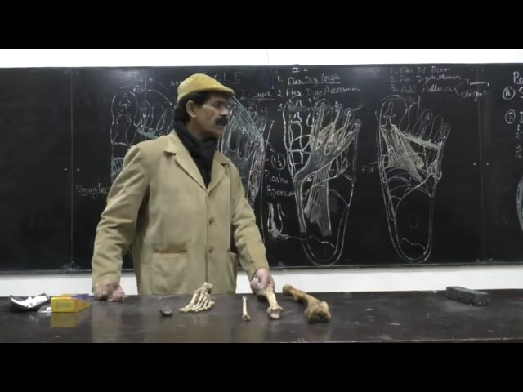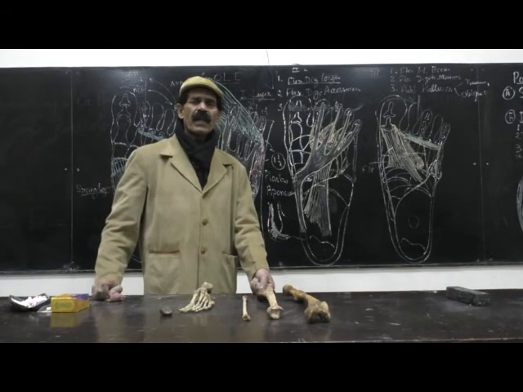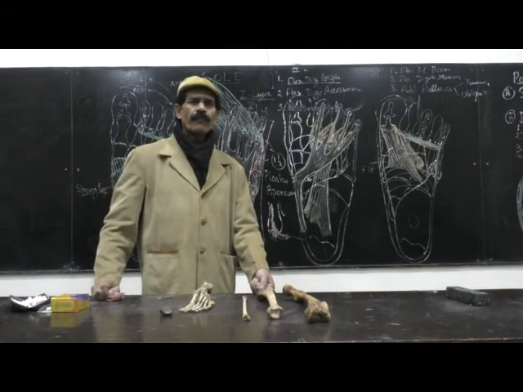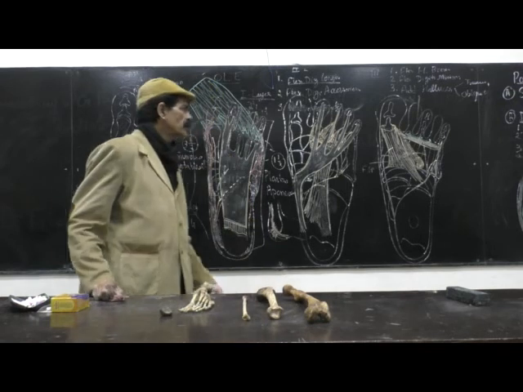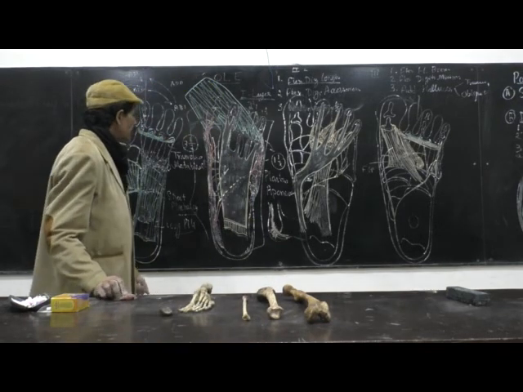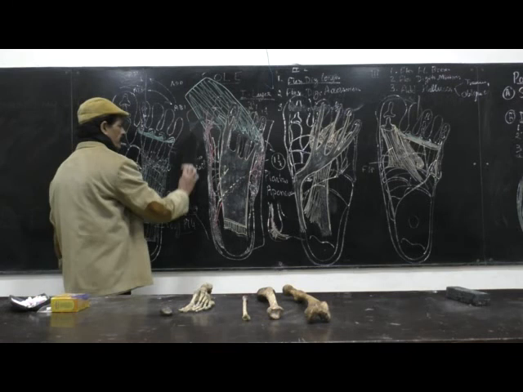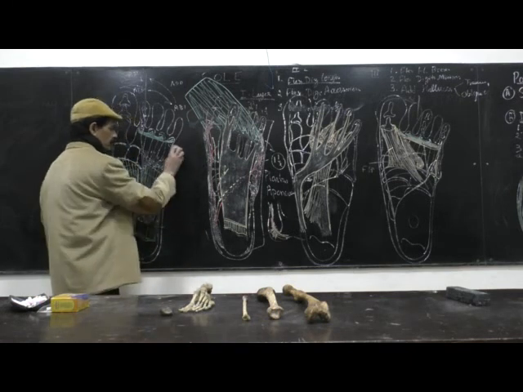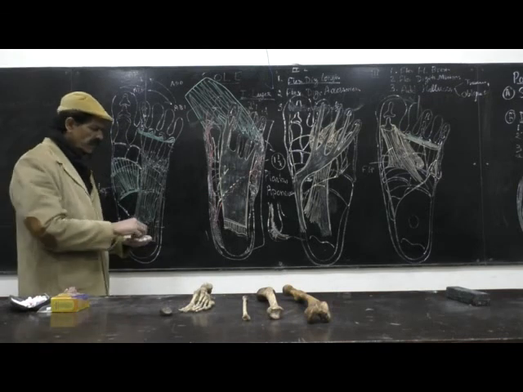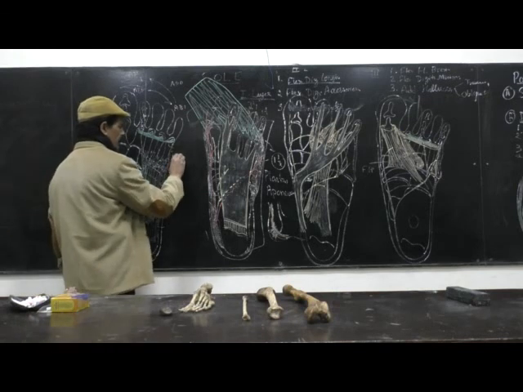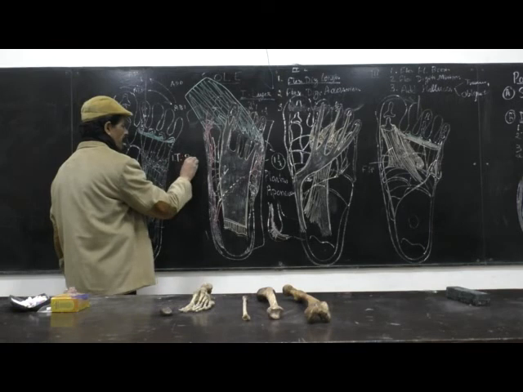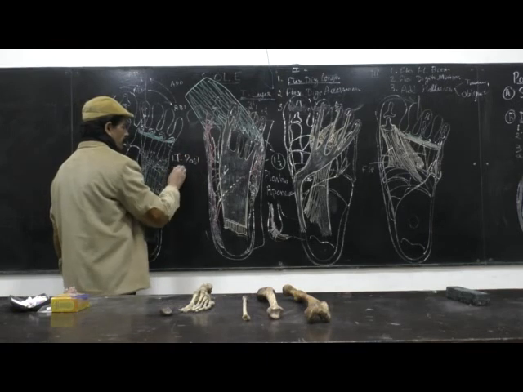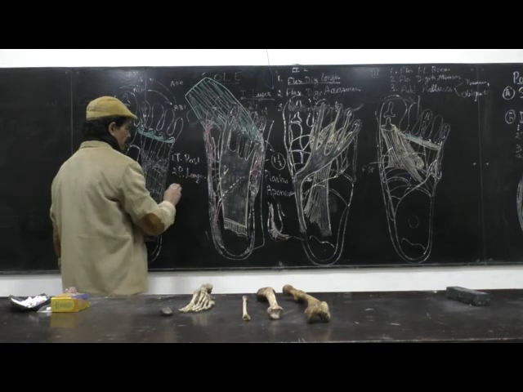Now the last layer of the sole of the foot is the fourth layer. And the muscles of the fourth layer are again 4 in number. The names of the muscles of the fourth layer are number 1, Tibialis Posterior, Peroneus Longus, and Interossei.